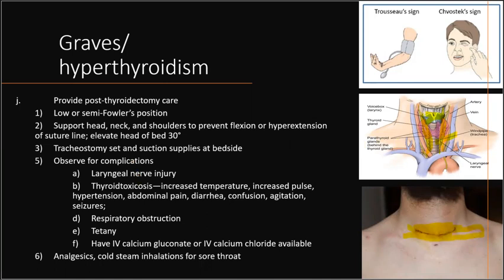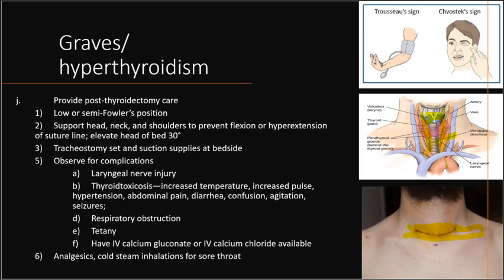And how would you know if there's a laryngeal nerve injury? You would notice some hoarseness in the patient's voice. It means the laryngeal nerve might have been impacted or affected during the surgery. So you look out for hoarseness in this patient. Again, another complication could be thyroid toxicosis.